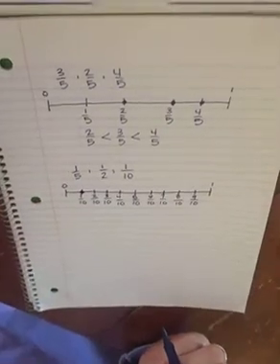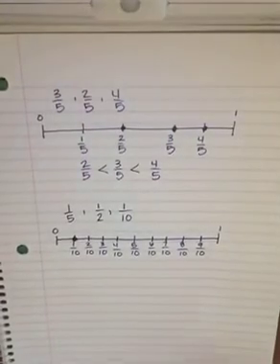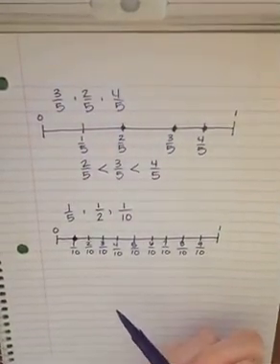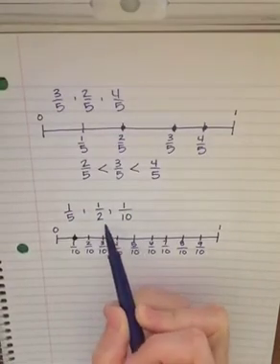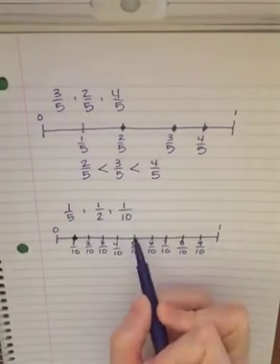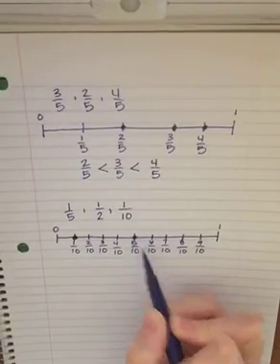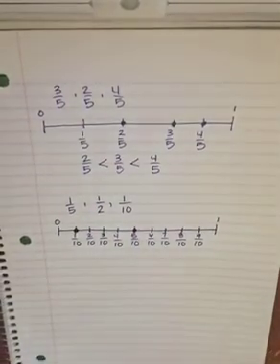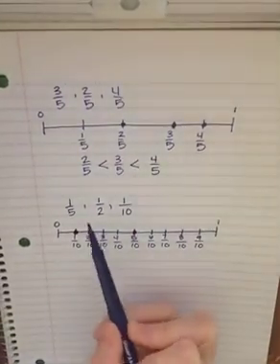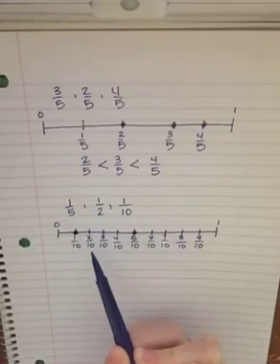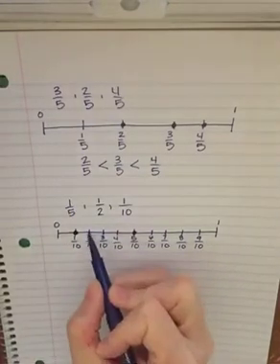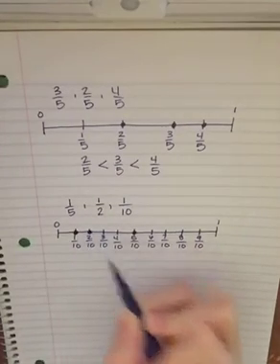If I take a look at the fraction 1/2, okay, I know that 5/10 is the equivalent fraction to 1/2, so I am going to actually plot that point there, okay? And then if I look at the fraction 1/5, okay, 1/5 is actually equivalent to the fraction 2/10. So I'm going to go ahead and plot that number there.